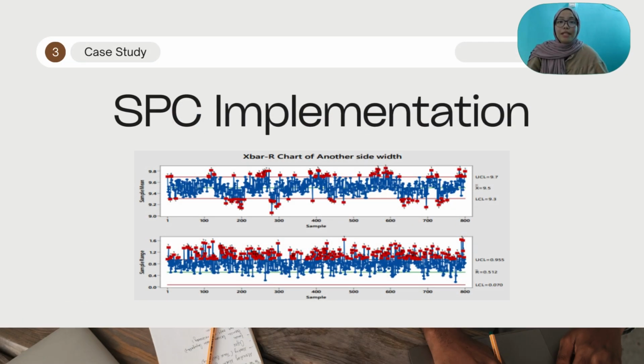This figure showed the X bar and R chart of the other side width. The X bar chart showed that some of the other side width exceeded 9.7 cm and some of the other side width is less than 9.3 cm. While for the R data, there are many samples that exceeded 0.955 and none of it is lower than 0.07. This is also considered out of control data.